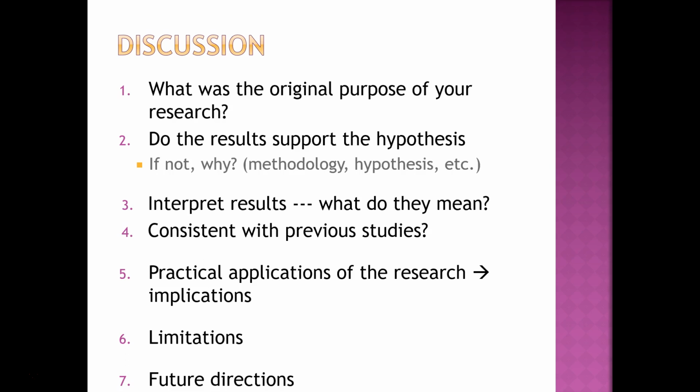If you just have the sentence, our results were consistent with the study by Smith in 2010, that's a very average statement. I mean, if I was grading it, it's like a C, right? What you want to do is explain, how were our results similar? And then how were they different? How did they add something to our knowledge? So that's the difference between maybe a C and an A.